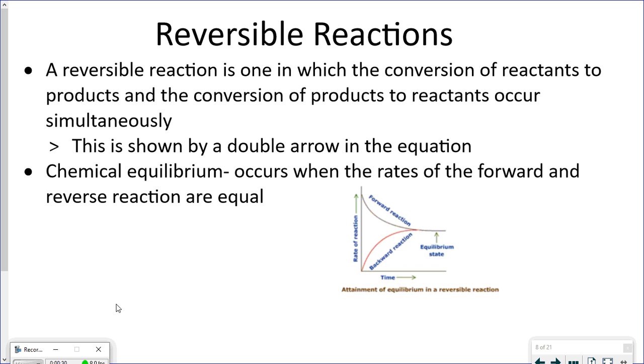So if you've seen an arrow going one towards the forward, so one towards the products, and one towards the reactants, that is a reversible reaction. And whenever we have reversible reactions, we tend to reach a chemical equilibrium. This will occur when the rates of the forward and reverse reaction are equal. So the rates or the amounts will end up flatlining overall.